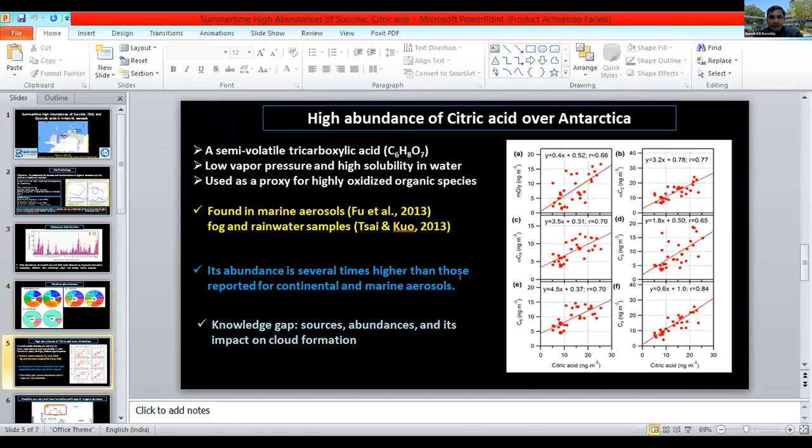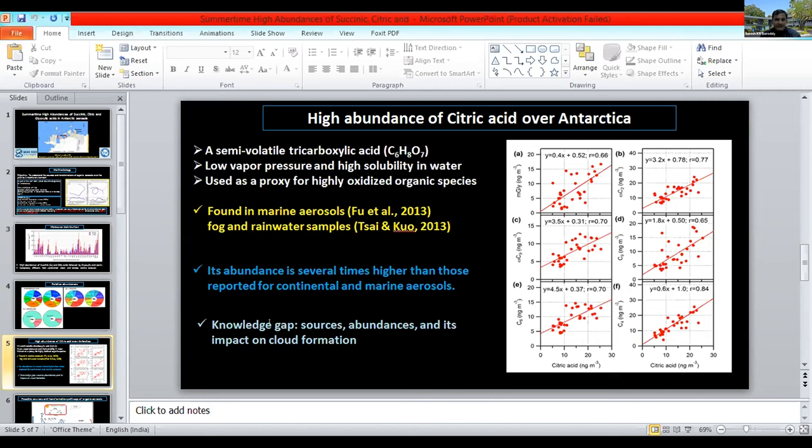And also, this is the remarkable finding from this study. We noticed a high abundance of citric acid over the Antarctica, which is not reported so far. As you know, citric acid is a semi-volatile tricarboxylic acid. It has a very low vapor pressure and high solubility in water. So often, this acid can be used as a proxy for the oxidized organic aerosols in the atmosphere. So far, they reported citric acid in marine aerosols and fog samples, as well as rainwater samples. However, they didn't report it over the Antarctica. This is the first time it has been reported in Antarctic aerosols.